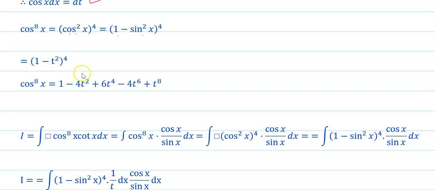You can perform it by using the binomial theorem, or if you can't expand it, then you can do this type of multiplication. That is (1 minus t square) whole square, and next is (1 minus t square) whole square. Expand both of these and take their product. And hence after expansion you will get 1 minus 4t square plus 6t raised to 4 minus 4t raised to 6 plus t raised to 8.